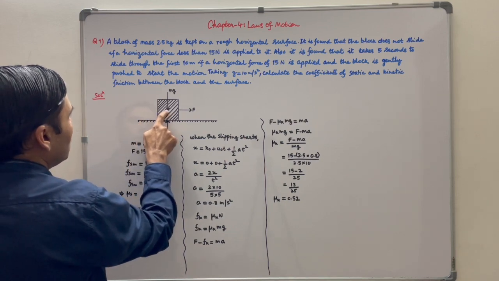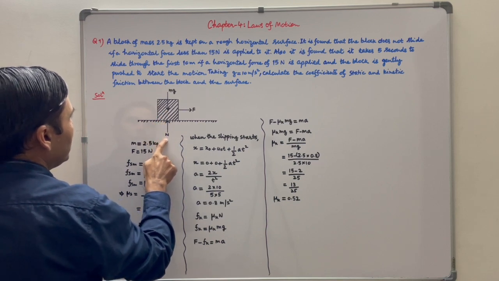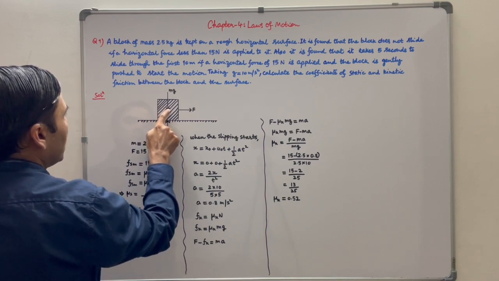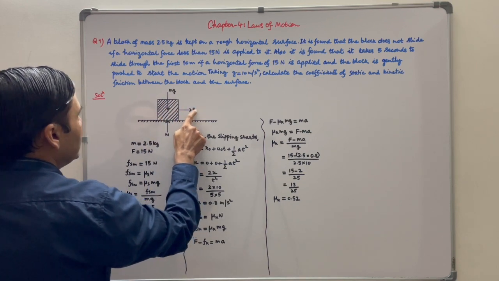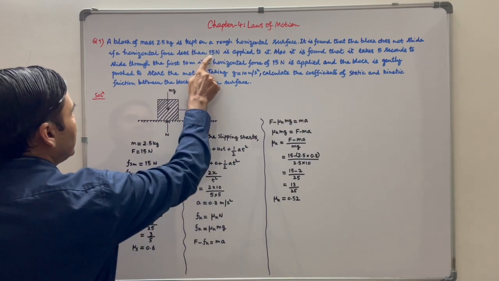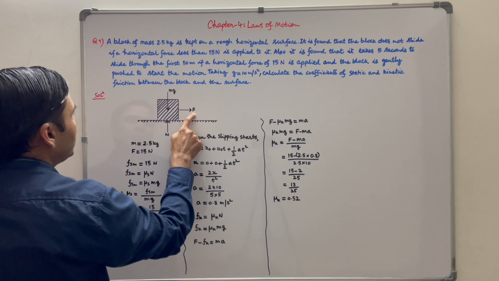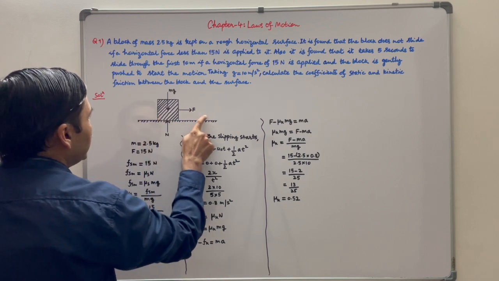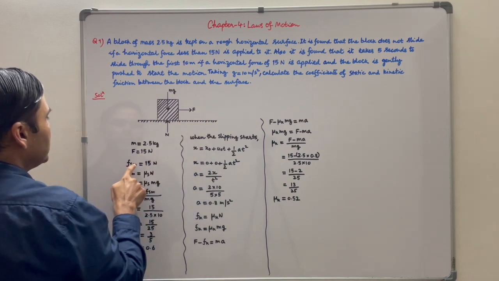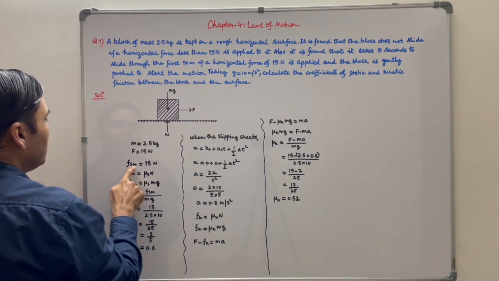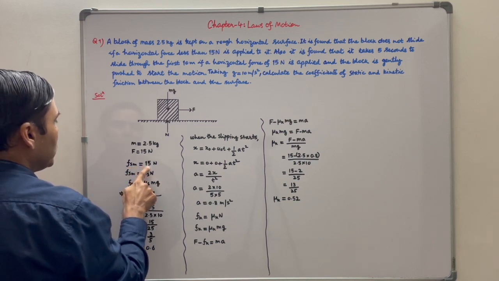This block is kept on a rough surface. Its weight works vertically downwards at its geometrical center. N is the normal reaction by the surface on this block. This block is pulled by a horizontal force F. It is given that when F is less than 15 Newton, this block doesn't move. When F is equal to 15 Newton, this block starts sliding. That means 15 Newton is limiting friction. We represent it by Fsm, that is maximum static friction. So Fsm is equal to 15 Newton.